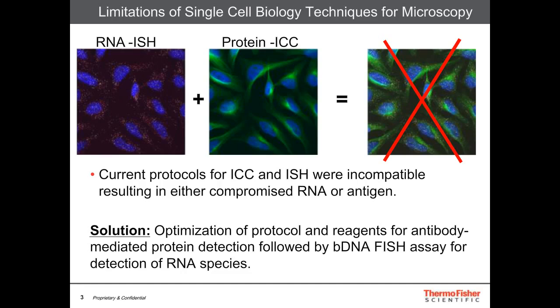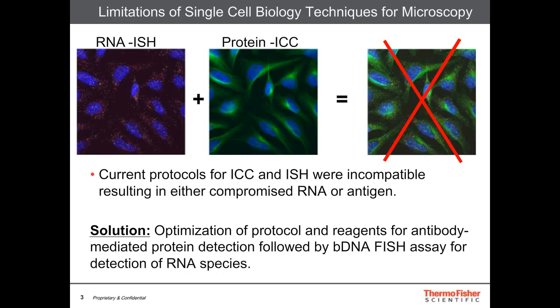When we looked at using RNA-ISH, and we currently have an assay that does this, the ViewRNA Cell Assay, we can easily detect messenger RNA, as in the figure on the left. And we can detect protein using antibody-based methods like immunocytochemistry, as shown in the center image. But when we tried to combine these two assays, we did not get the results on the right, which would have been a merge of the two methodologies. The reason for that is the two protocols used for immunocytochemistry and in situ hybridization are very incompatible.